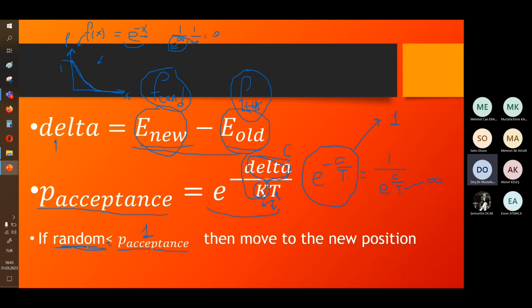The acceptance threshold will be 1. So when you throw a random number between 0 and 1, it will be less than 1. So we will be accepting any solution, any bad solution. Is that right? It should be so. Okay, so no problem with that.